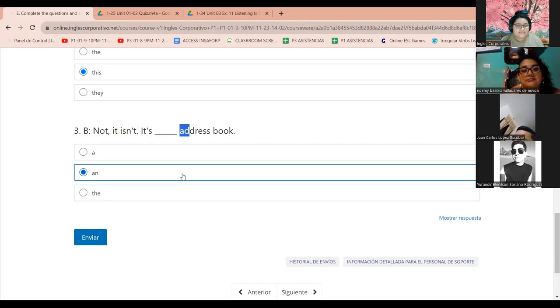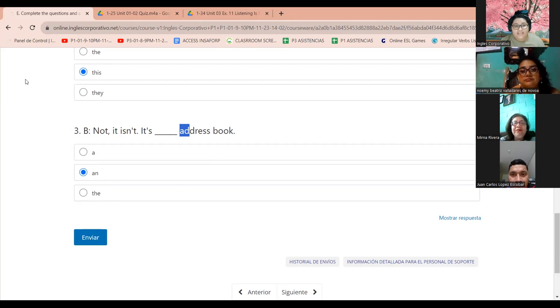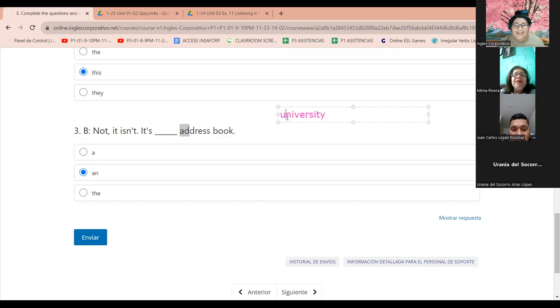Y para ese caso, guys, ahora sí ya están listos para saber que hay excepciones. Entonces, de repente, nosotros no le podemos decir solo vocal, sino que sonido vocal o sonido consonante. Y esa es una pregunta de examen. Por ejemplo, la palabra university. ¿Suena como vocal o como consonante? Como consonante, porque suena como que dijera you, right? Es sonido consonante, aunque se escribe con una vocal. Esas palabras que usualmente empiezan con U, como university, también union, suenan como consonante. Entonces, esas no las escribo con an, sino con a.